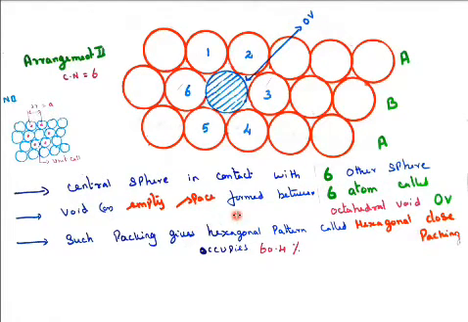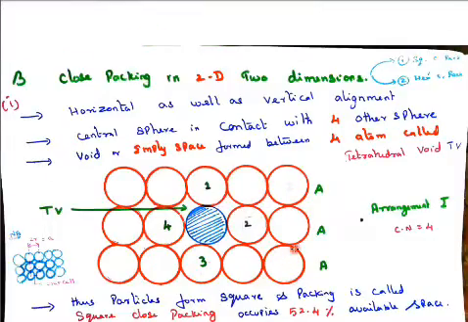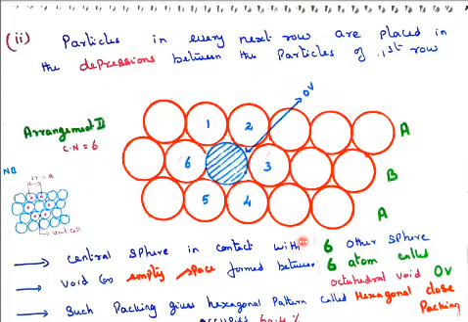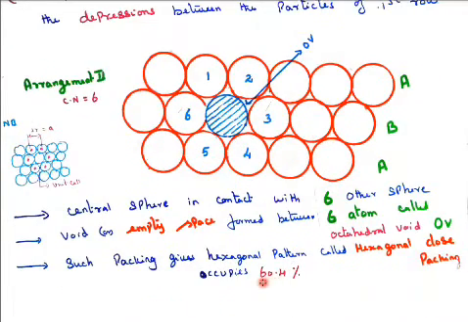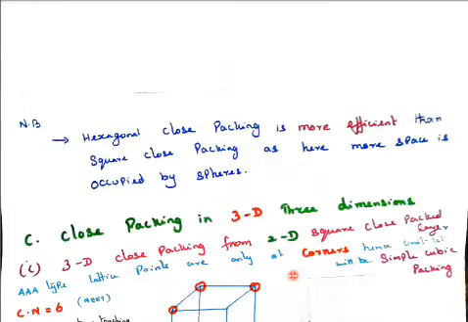The void or empty space formed between 6 atoms is called an octahedral void, and we can also call it hexagonal close packing. The occupied space is 60.4%. When we compare square close packing and hexagonal close packing, the occupation in hexagonal close packing is 60.4%, which is more. So it is more effective than square. A note I have given you, it is a 1 mark question: hexagonal close packing is more efficient than square close packing, because more space is occupied by the spheres.